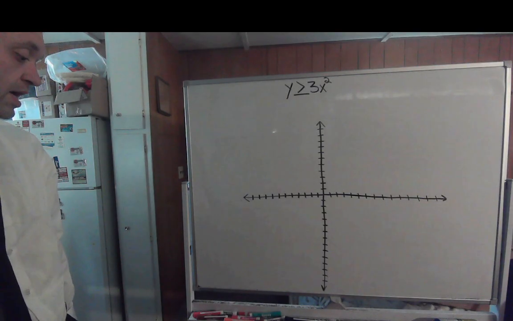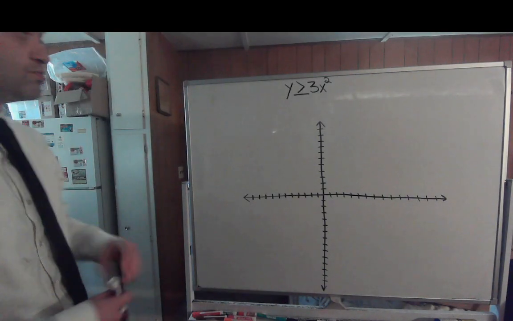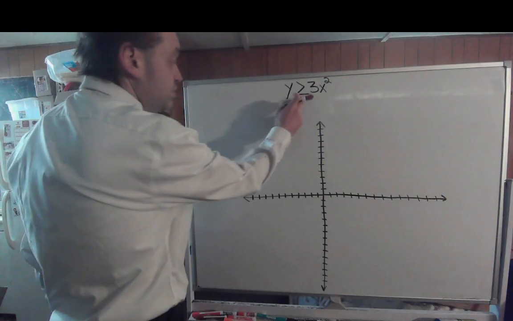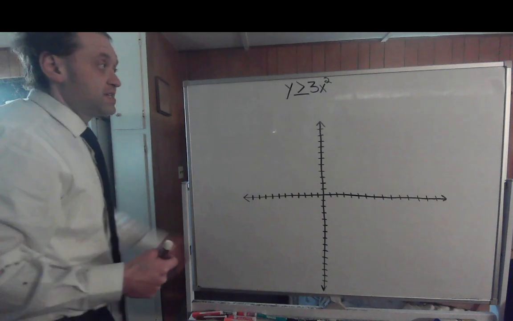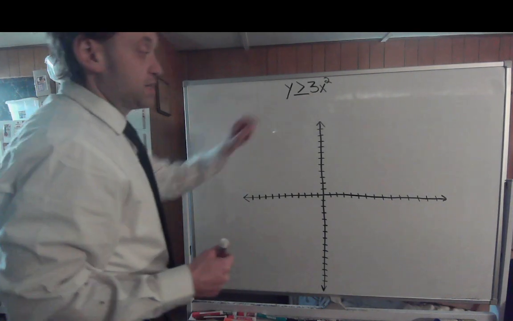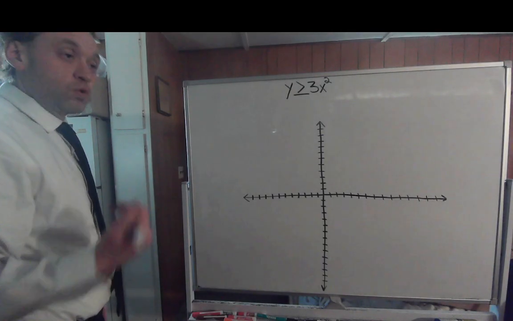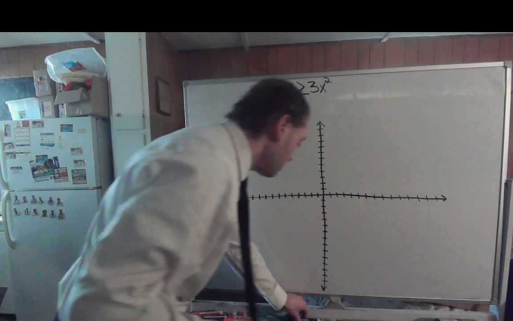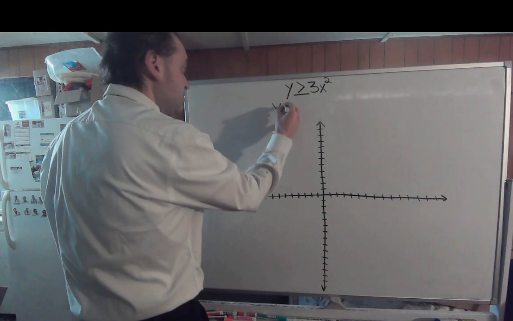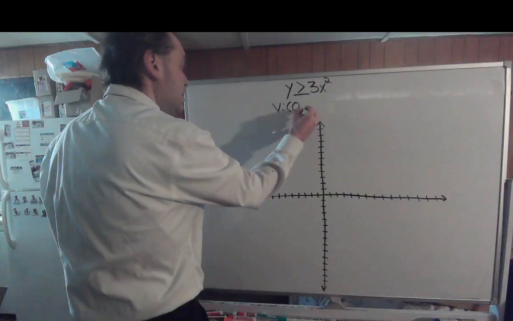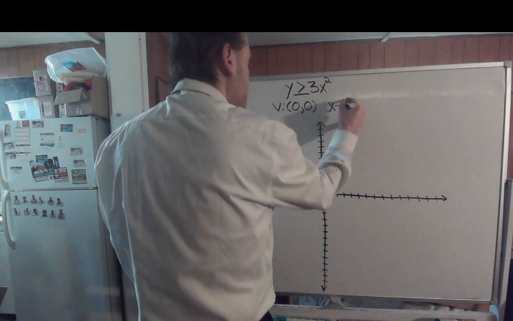So let's go ahead here. What you have to do to graphically do this is, since y is greater than or equal to 3x squared, you'll draw the parabola of 3x squared. Of course, identify the vertex. What would be the vertex? The vertex is definitely 0, 0, right? And then also the x-intercepts are at 0.